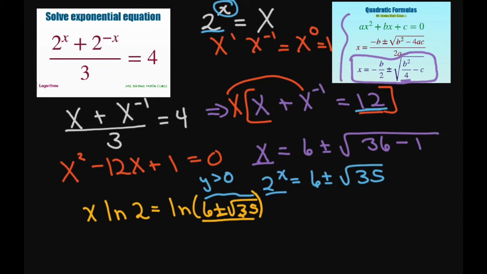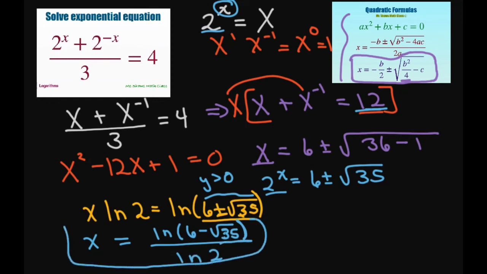So now all we have to do is divide by ln of 2. That's going to be ln of 6 minus the square root of 35, and I keep putting 36, it's 35, divided by ln of 2. And that is your final answer.